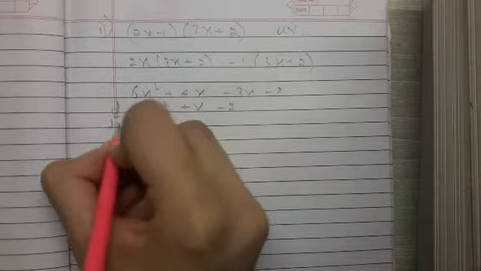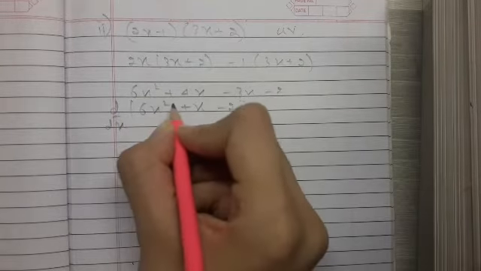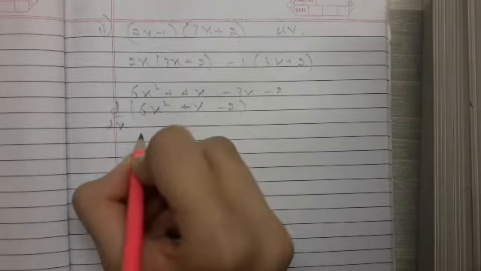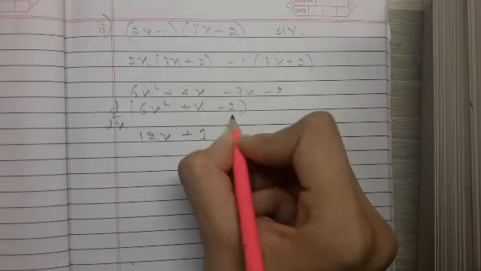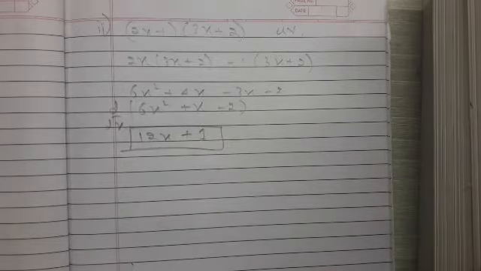So now let's differentiate each term. x^2 becomes 2x, so this term becomes 12x, x becomes 1 and minus 2 becomes 0. So this is the final answer.